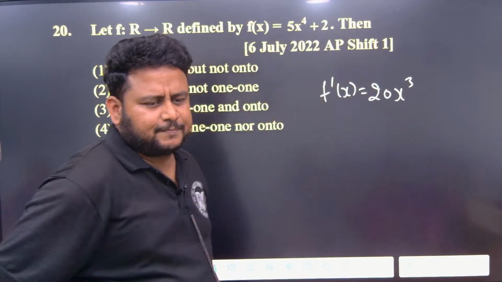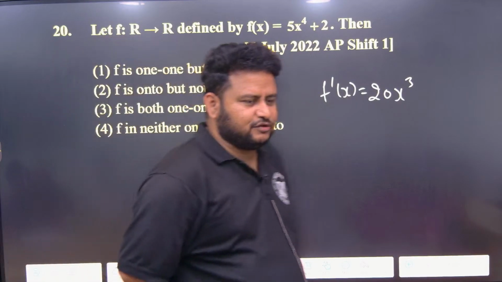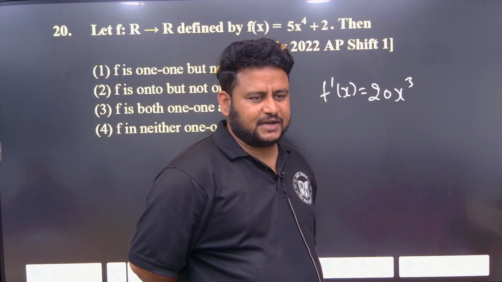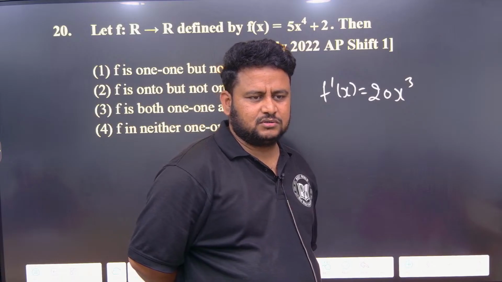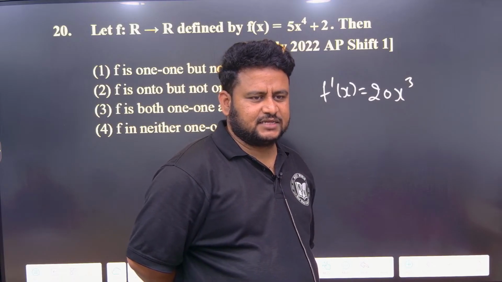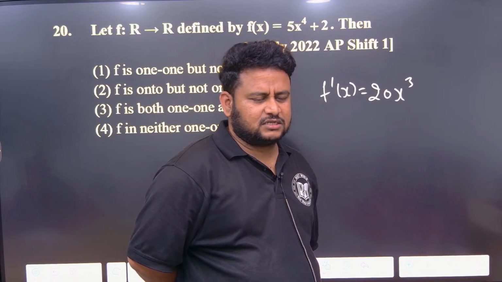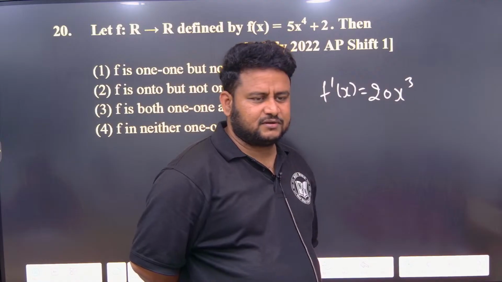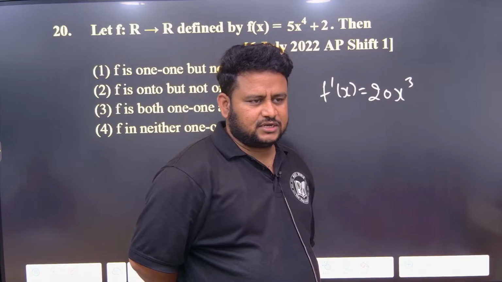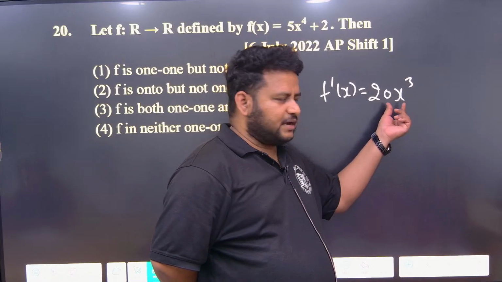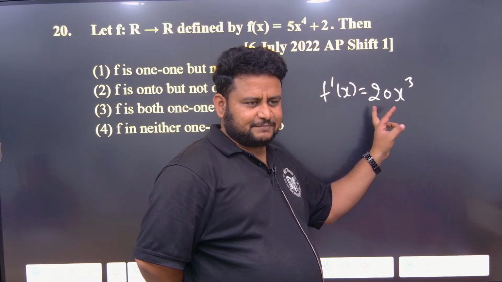Now what will happen? Is this 1-1 or what? See, if I put a negative x value, I'll get negative. If I put positive, I get positive. So can it be greater than or equal to 0? No. Or less than or equal to 0? Is it possible to be 1-1? No, it is not possible. It is many-one. So it is not 1-1. If I put a negative value, I'll get negative. If I put positive, I'll get positive. So at the same time it can become both.